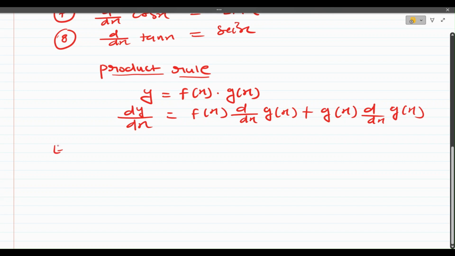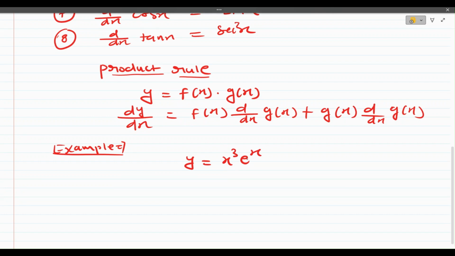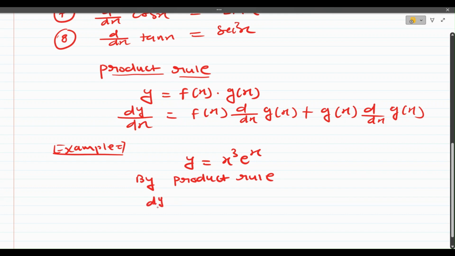For example, how do we apply it? Let's say we have y is equal to x to the power of 3 e to the power of x. Now, there are two functions, a cubic function and an exponential function. So by applying product rule, we can write dy over dx. This is x cube, first we differentiate e to the power of x, plus e to the power of x, and then we differentiate x to the power of 3.